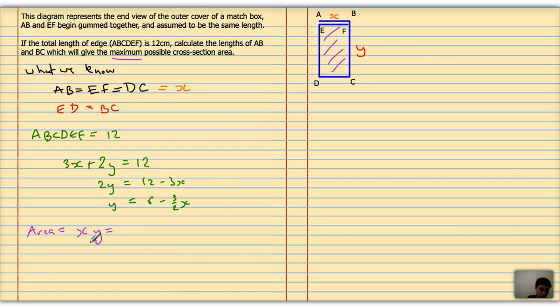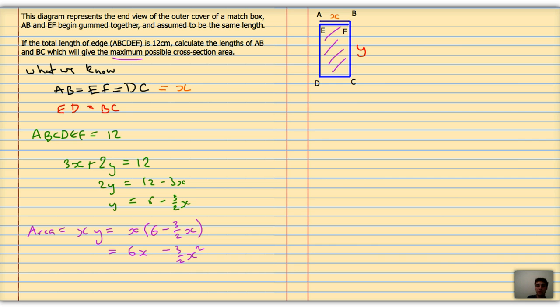Well, x times y, we can change y because we really just want an expression in terms of x. We want as few variables as possible, so that will help us differentiate later. So we can get rid of this y, because we know that y is equal to 6 minus 3 over 2 x. So that means that the area is equal to x times (6 minus 3 over 2 x). I'm going to expand this bracket because we need to differentiate it. That's 6x minus 3 over 2 x squared. Lovely.